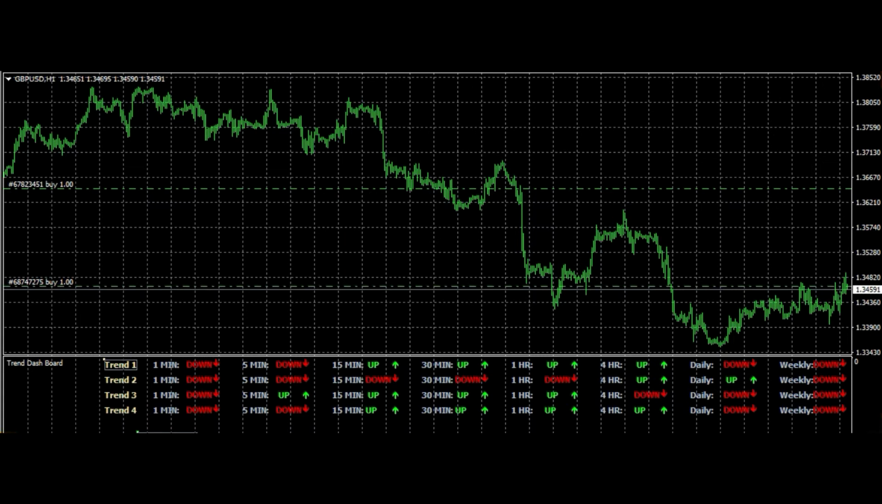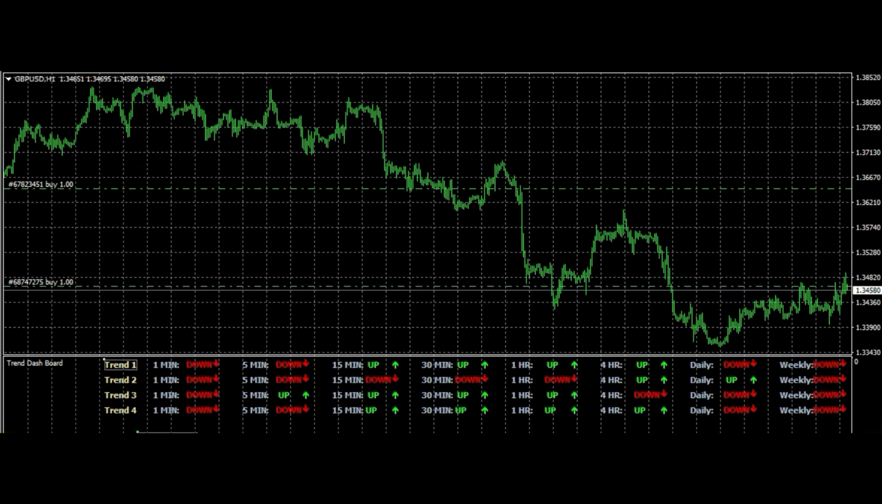And what is important for this indicator? This indicator shows 4 rows. The first one, trend 1, represents the MACD trend. Trend 2 is stochastic. Trend 3 is moving average. And trend 4 represents the trend based on the relative strength index. This is the very base level.